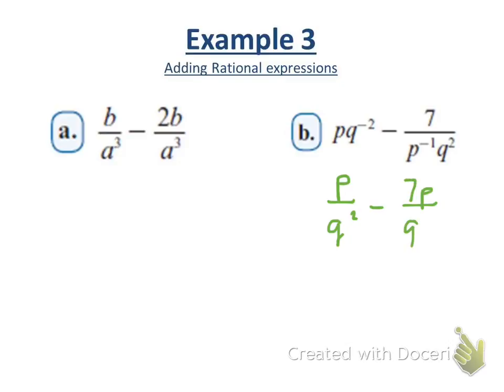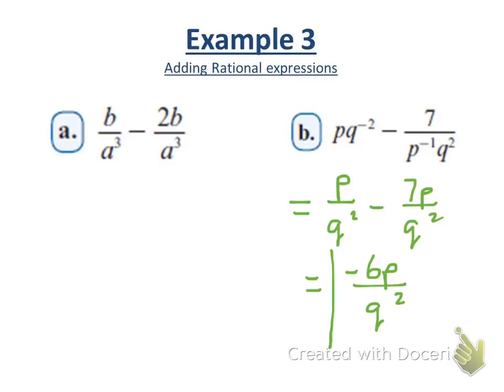7P over Q squared. All right, so when we get rid of the negative exponents, we end up having like denominators. So then we're left with P minus 7P, which is negative 6P over Q squared. Can anything be simplified? Do we have to put an excluded value here?